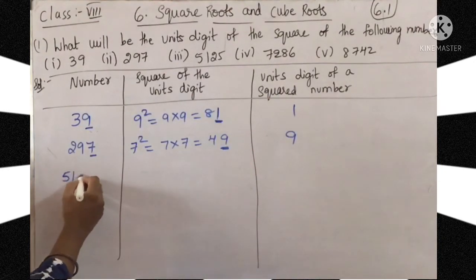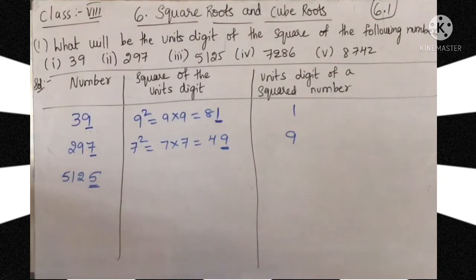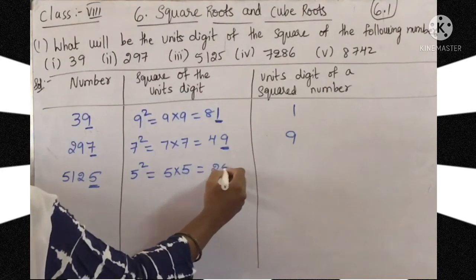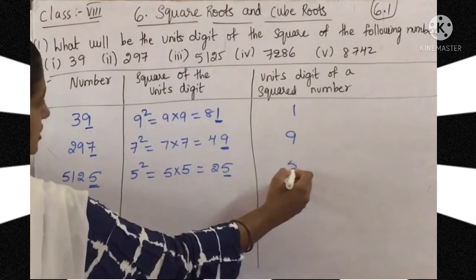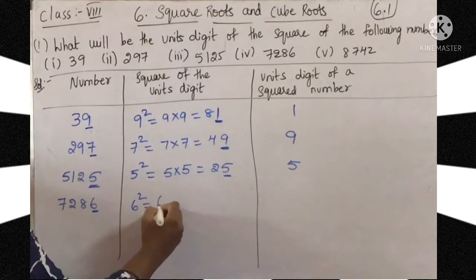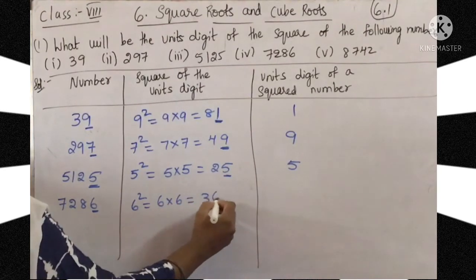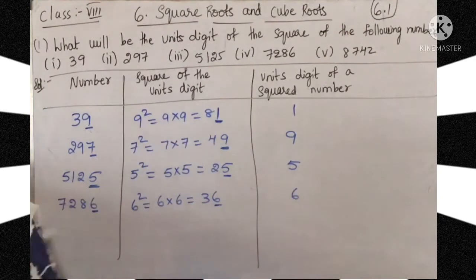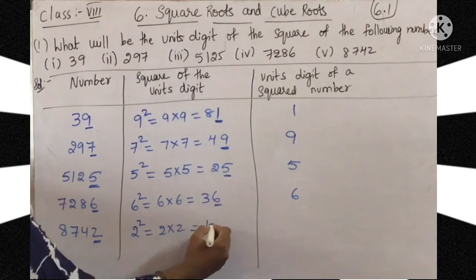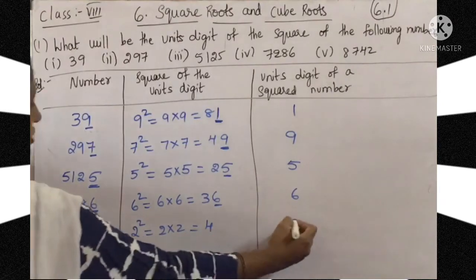Similarly, third one, 5125. What is the units digit? 5. When you find 5 square, 5 fives are 25. In 25, what will be the units digit? 5. Next, 7286. 6 is in the units place. Square of 6, 6 sixes are 36. So 6 will be the units digit. Next, finally, 8742. 2 is in the units place. So 2 square, 2 twos are 4. So only one number you got, and this will be the units digit.